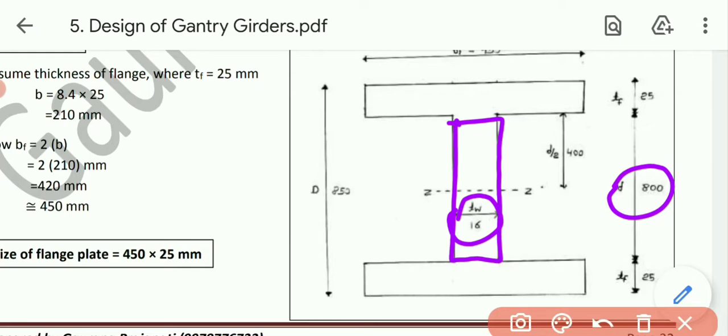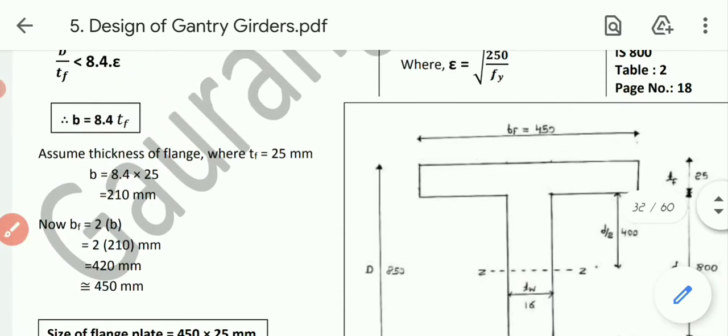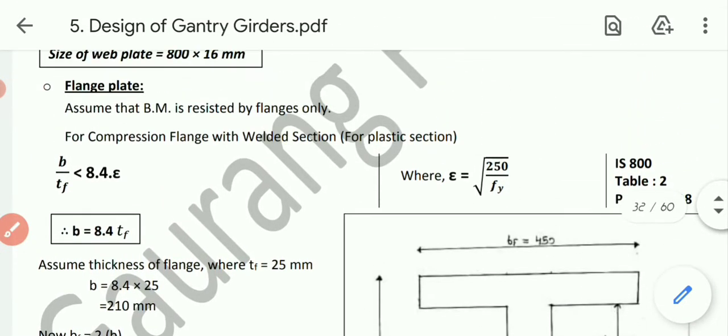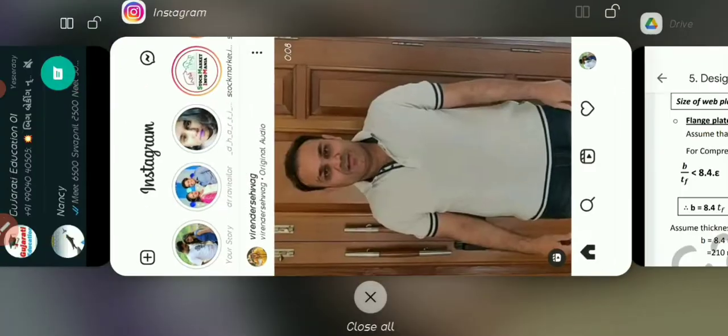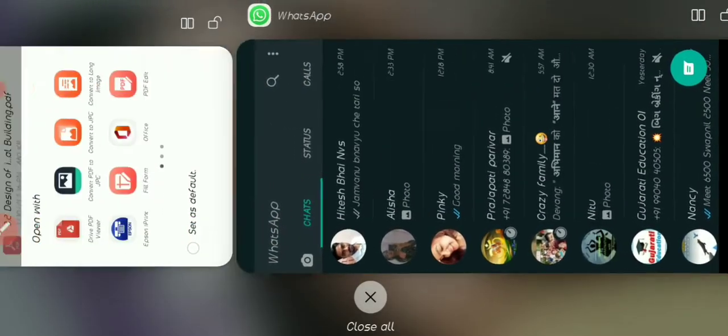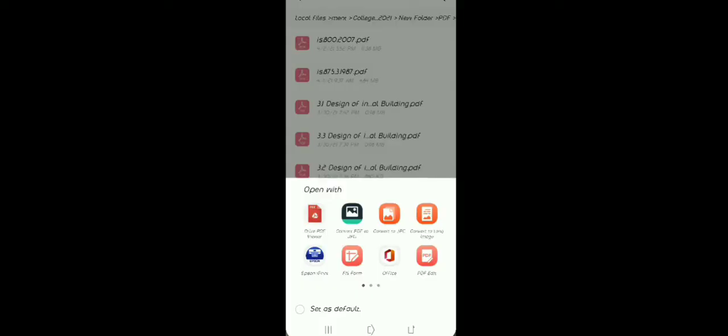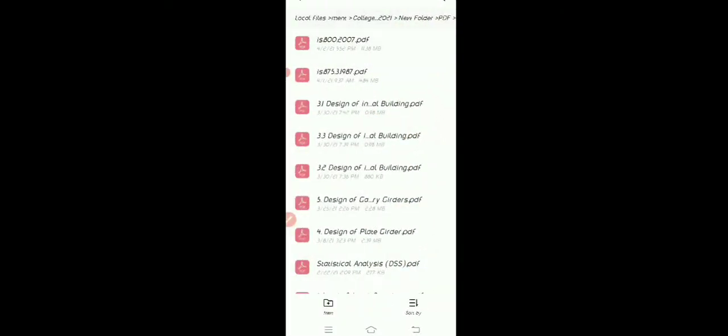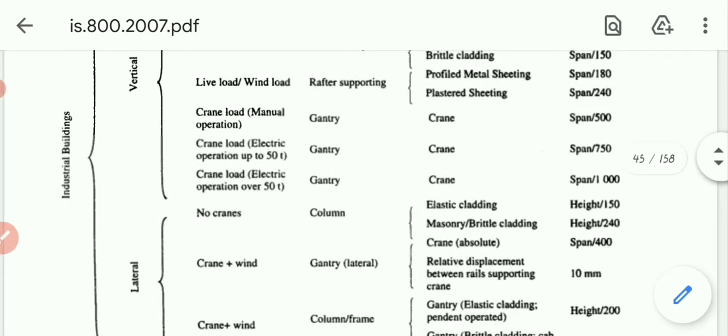Now let's calculate the flange criteria requirement, and for that I need to take you to the code. See, in the code, table number 2, page number 18, we will get the requirement criteria for that.